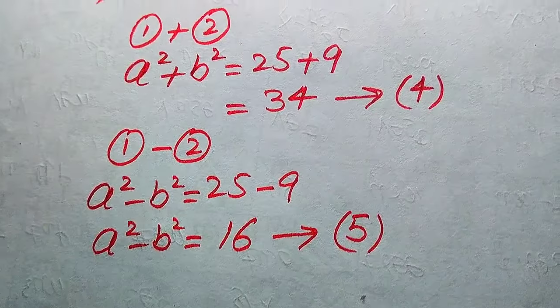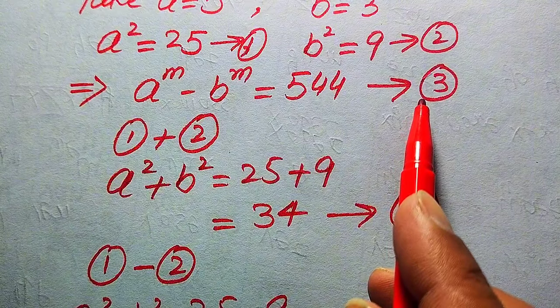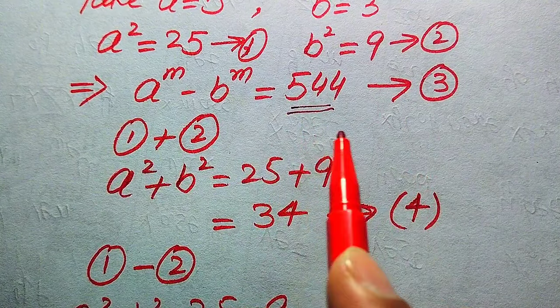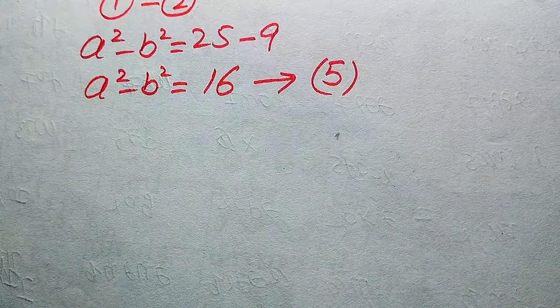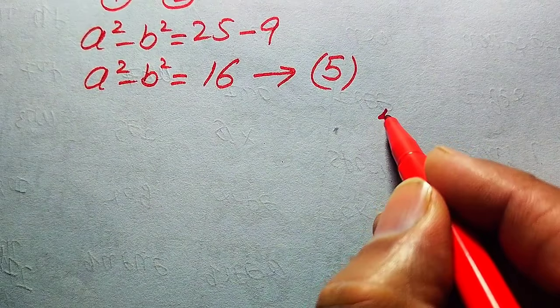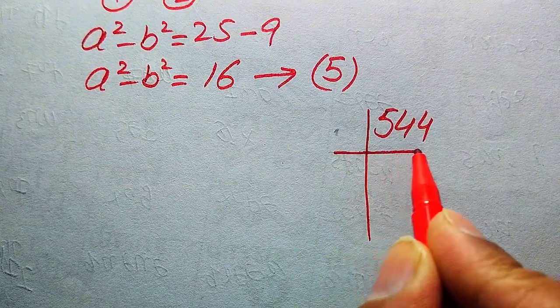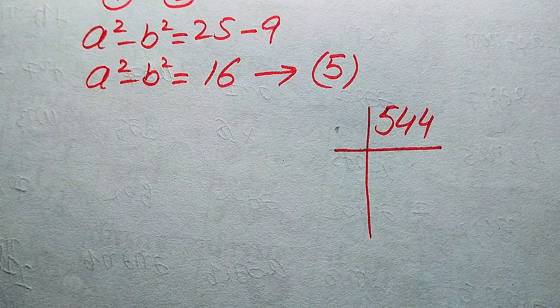So here we need to focus on equation number 3. This is our equation number 3, and its right hand side is 544. So we find the prime factors of 544. Here we find the prime factors of this term in this method.